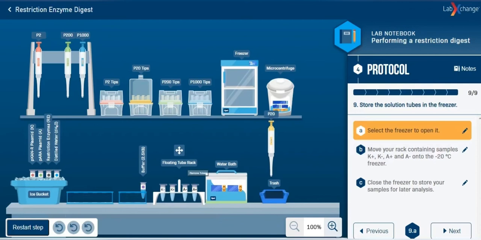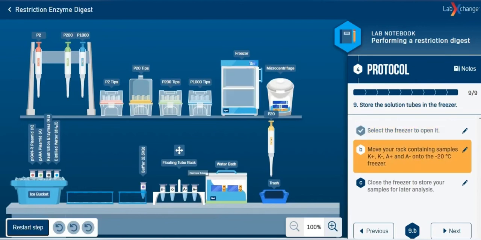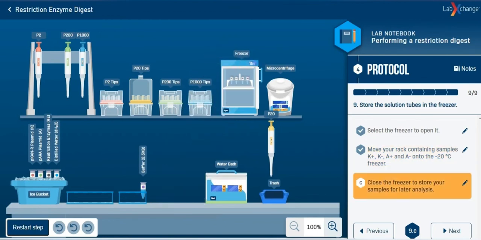The last step is store the solution tubes in the freezer. Select the freezer to open it, and then move your rack containing samples K plus, K minus, A plus, and A minus into the negative 20 degrees Celsius freezer, and then close the freezer to store your samples for later analysis.